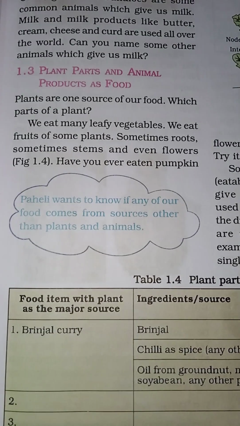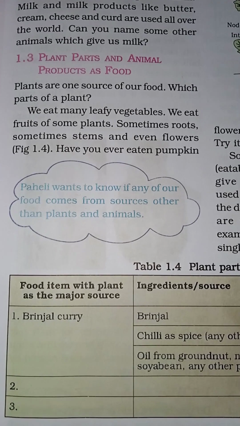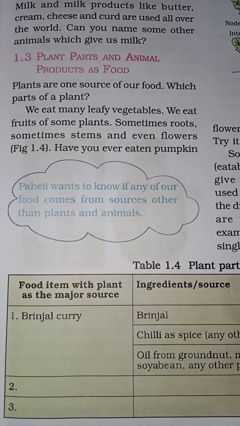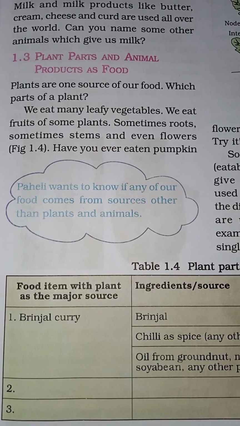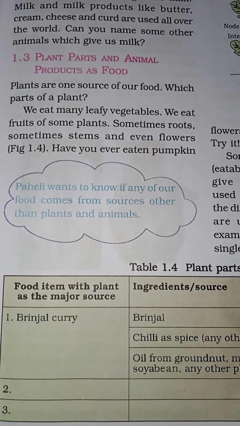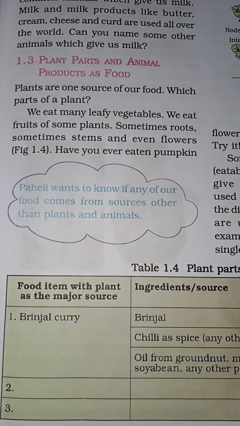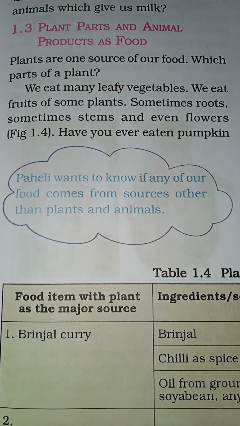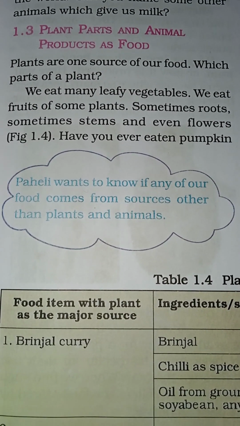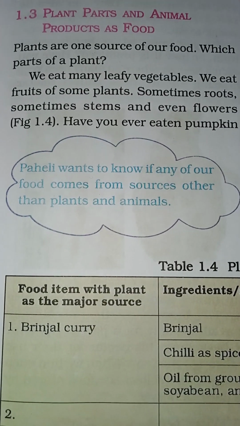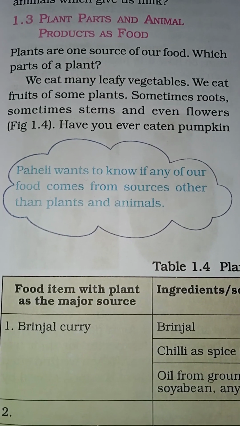1.3 Plant parts and animal products as food. Plants are one source of our food. Which parts of a plant? We eat many leafy vegetables. We eat fruits of some plants, sometimes roots, sometimes stems, and even flowers.